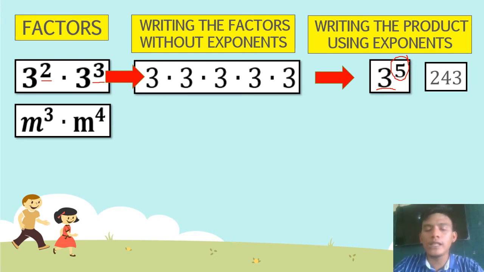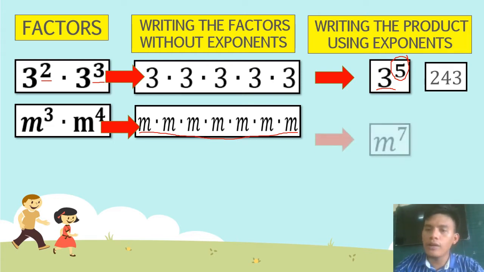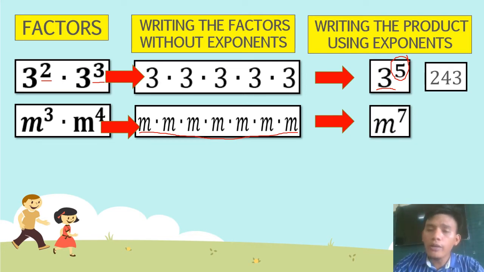Second example, M raised to the exponent 3 times M raised to the exponent 4. Writing the factors without the exponent, M raised to 3 is M times M times M, times M raised to 4, which is M times M times M times M. Writing the product using exponents, when you count all the letter M here, 1, 2, 3, 4, 5, 6, 7, 7 M's. So your exponent is 7. Or you can use the first law of exponents, they have the same base M, and you will just add their exponents, 3 plus 4, and that is 7.